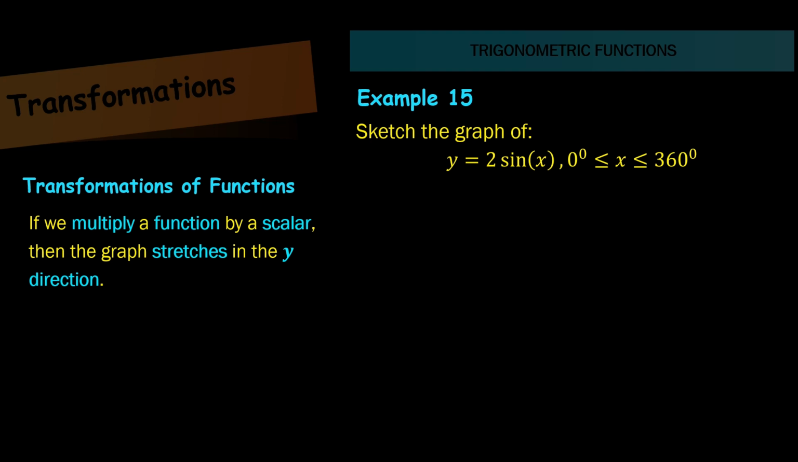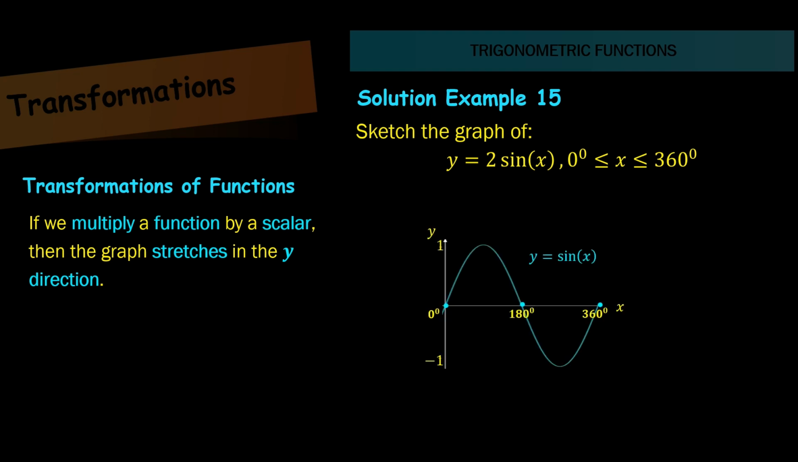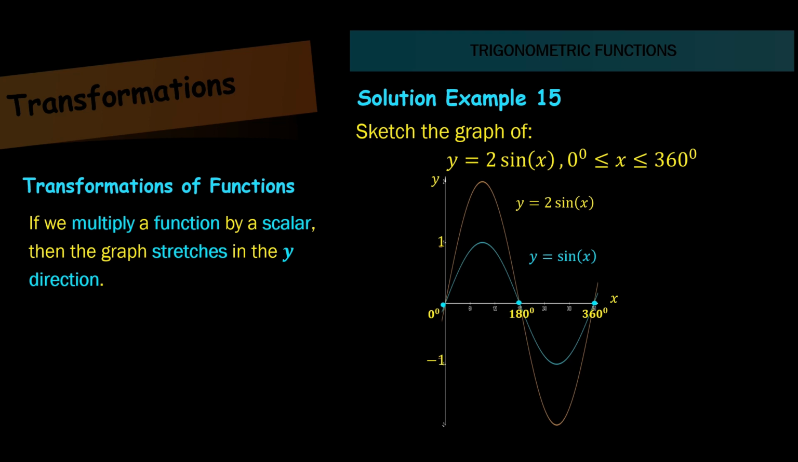So let's solve this. We're required to sketch the graph of y equals 2 sin x in the given interval. Here's a sketch of y equals sin x. Let's see what happens when we multiply that by 2. If we double this, we're stretching the graph in the y direction. This is a vertical stretch of scale factor 2.